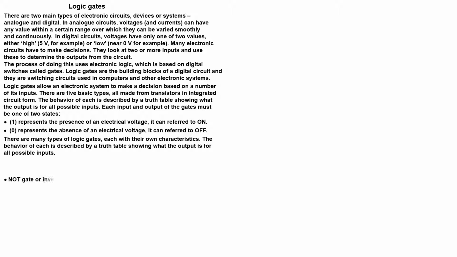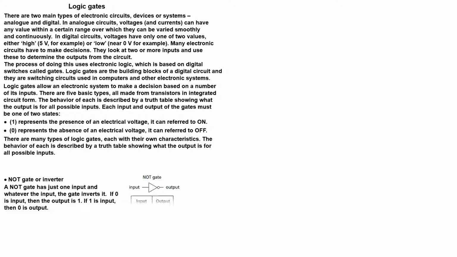There are many types of logic gates, each with their own characteristics. The behavior of each is described by a truth table showing what the output is for all possible inputs. NOT gate or inverter. A NOT gate has just one input, and whatever the input, the gate inverts it. If 0 is input, then the output is 1. If 1 is input, then 0 is output. The truth table looks like this.